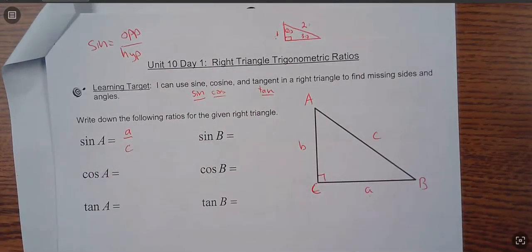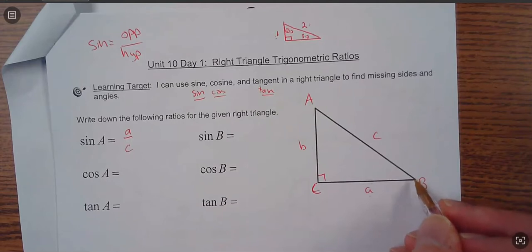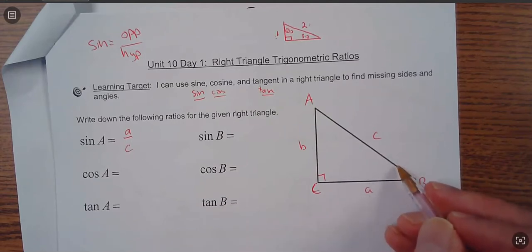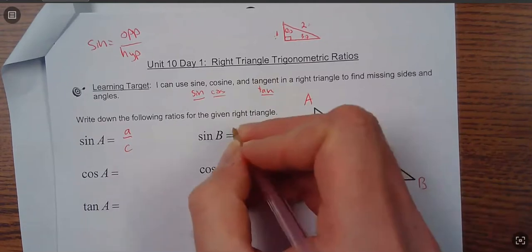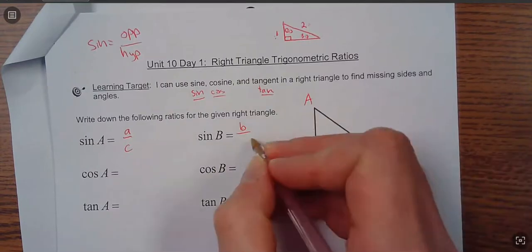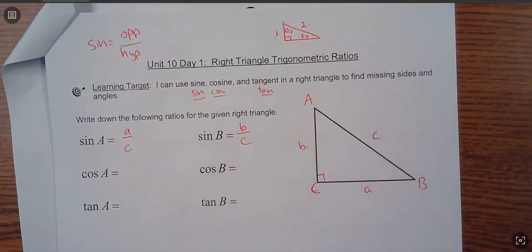But if I said, what's the sine of B, if I'm talking about this angle, A and C make up angle B, so the side opposite would be B, and the hypotenuse is C. The hypotenuse is always the hypotenuse, no matter what, the longest side.